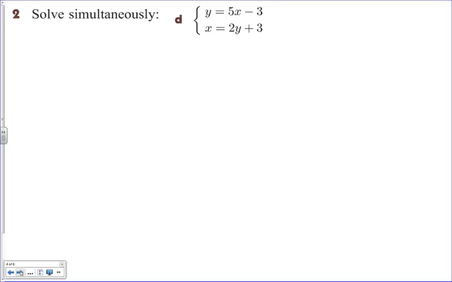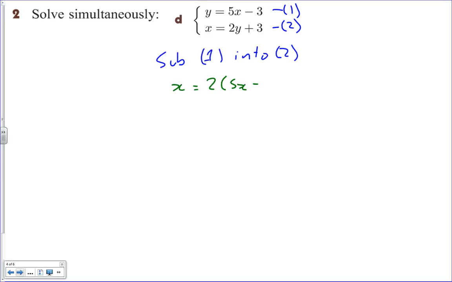Part D. This time we got 1, 2. Again, here we could go either way. I'm going to do sub 1 into 2, but you could also sub 2 into 1. Either one is fine. So x equals 2 times 5x take 3 plus 3. So that's going sub 1 into 2.